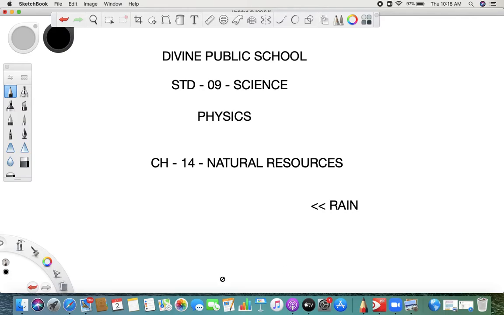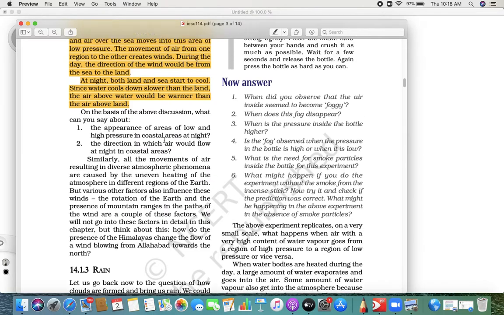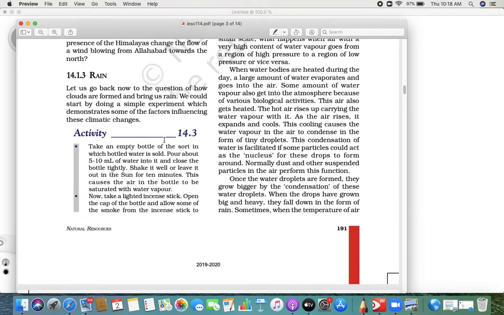Now, what we are going to see today is how a cloud forms. How does that cloud bring rain to us? Very interesting things, right? You must be wondering. Many a times you have seen this on rainy days, right? For that, let me explain this small activity.